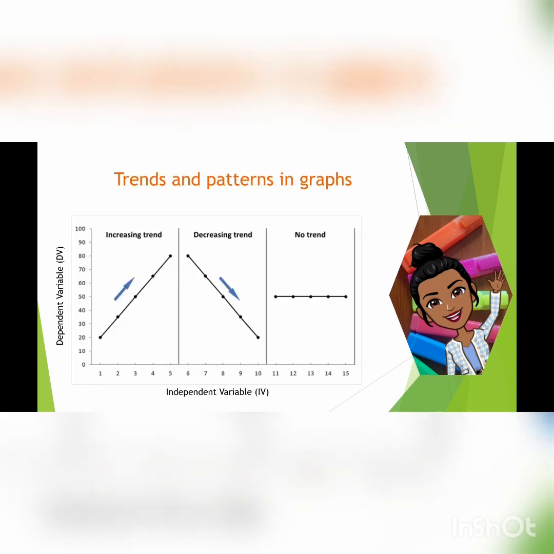Okay, so we're going to be looking at trends and patterns in graphs now. There are 3 main trends and patterns that you're going to be looking for when you're looking at graphs: increasing trend, decreasing trend, and no trend. Students need to learn how to identify these trends first of all. A graph can show an increasing trend, a decreasing trend, no trend, or a mixture of all 3. You have to look where the independent variable is at the bottom, identify that, and look to see how your dependent variable changes as the independent variable changes.